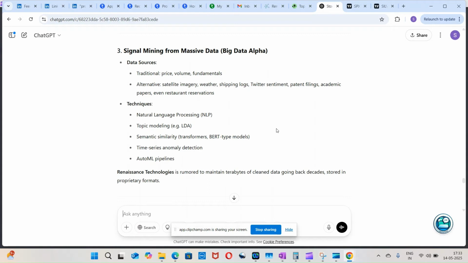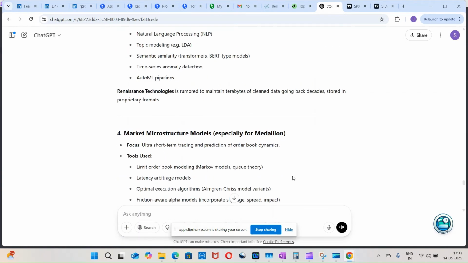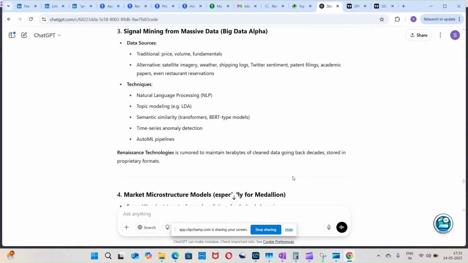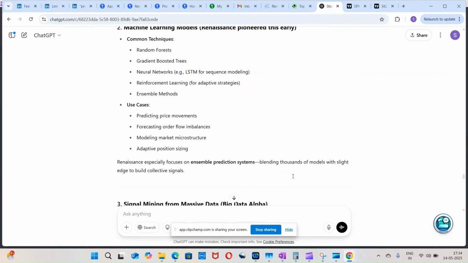And Renaissance Technologies is a pioneer in this one also. It is rumored to have maintained terabytes of cleaned data going back decades, stored in proprietary formats. Okay, so this is the third technique, where it's basically signal mining of massive data. We already discussed statistical arbitrage as well as the machine learning models.